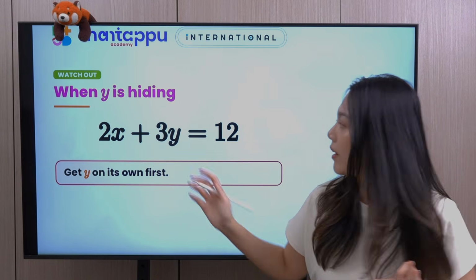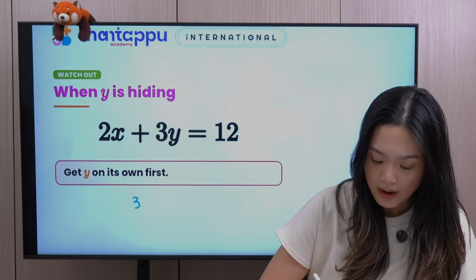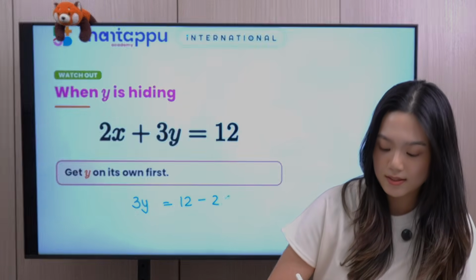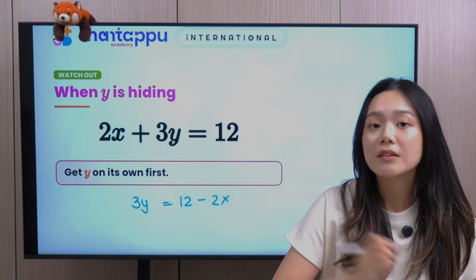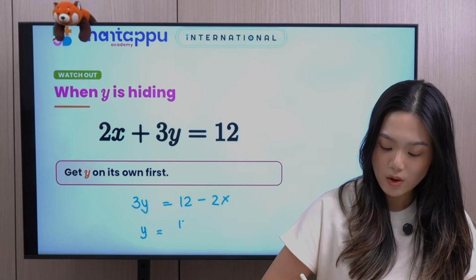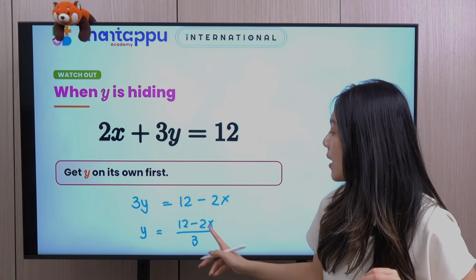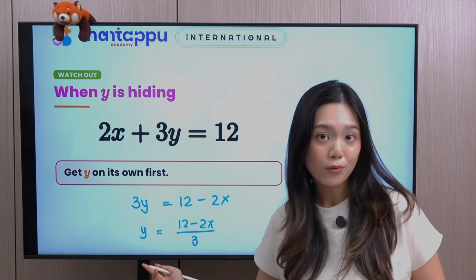Isolate y. See, if I minus 2x from both sides of this equation, I will have 3y equals to 12 minus 2x. Now I can divide my entire equation by 3, and I will have y is equal to 12 minus 2x over 3. Now I can input in my x values again and get the respective y value.